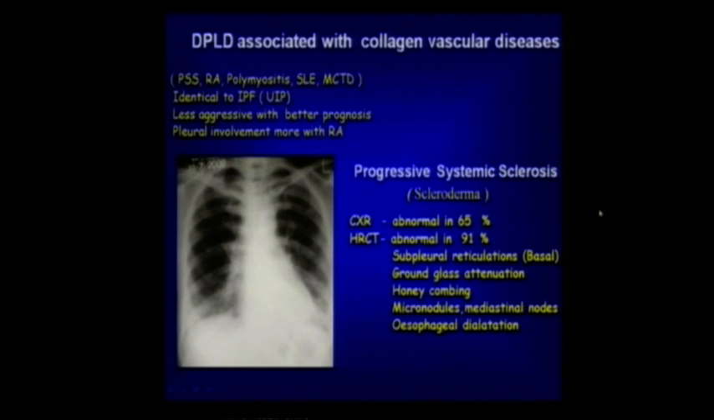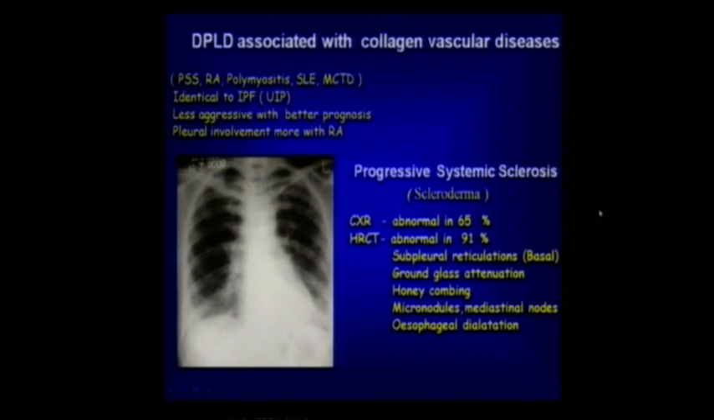Let us also have a look at what was happening before the advent of HRCT. Not that we were not diagnosing these diseases, but the emphasis was mainly on clinical. For example, this was a chest X-ray of a patient with progressive systemic sclerosis. Actually, most of these lesions, progressive systemic sclerosis, rheumatoid arthritis, polymyositis, systemic lupus erythematosus, mixed connective tissue disorder, all give a UIP appearance. But they were typically less aggressive, occurring in a slightly younger age group, with the exception that pleural involvement is much more common with rheumatoid arthritis.